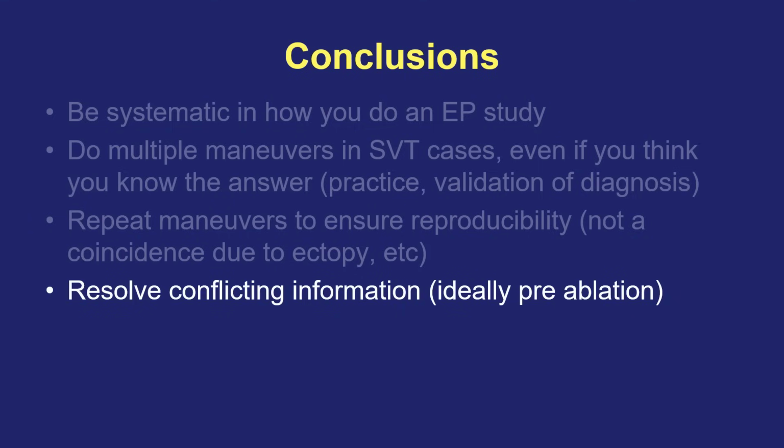If you have a conflict, as can happen between different maneuvers or different observations, you need to figure out why that is. You need to think about the exceptions or how you may be misinterpreting an observation, either a spontaneous one or one that was done with a maneuver. And ideally you would do that before ablation, because especially if you're burning near the conduction system or in a sensitive place, you certainly do not want to be burning in the wrong spot and cause a complication, especially if you ended up targeting the wrong thing. So figure out the diagnosis before you ablate.